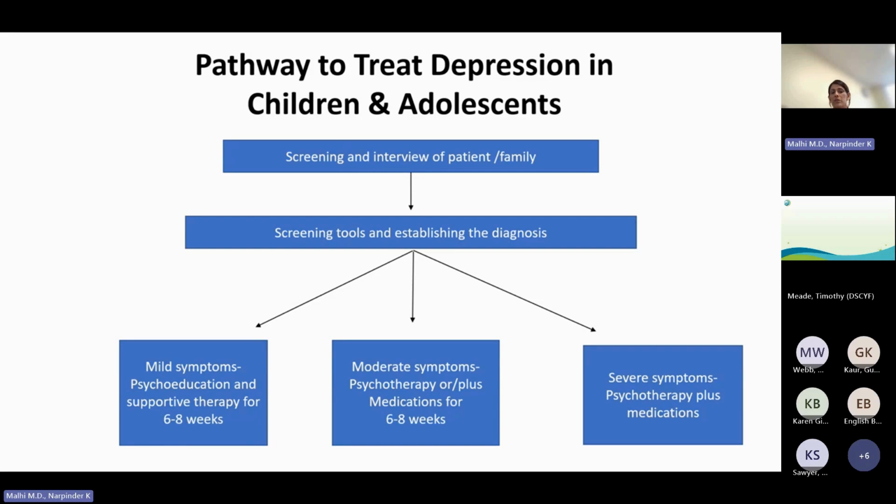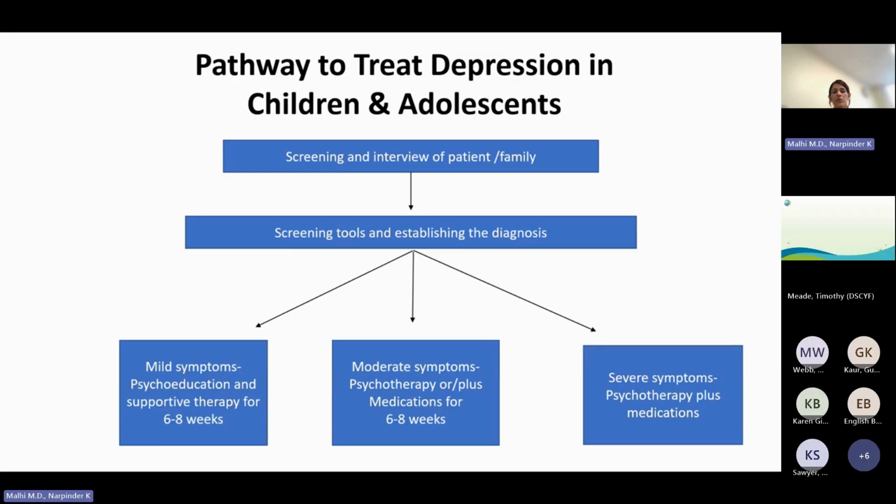If there are mild symptoms, start with therapy. If there are moderate symptoms, you can start with therapy, but if the family is willing for medications, you can start medications also, or both of them can be started. And for severe symptoms, psychotherapy plus medication is recommended.